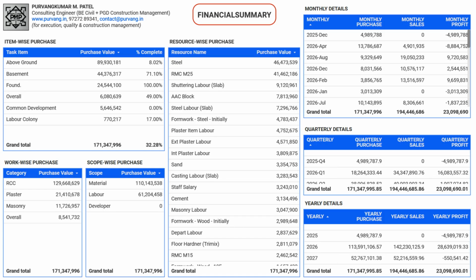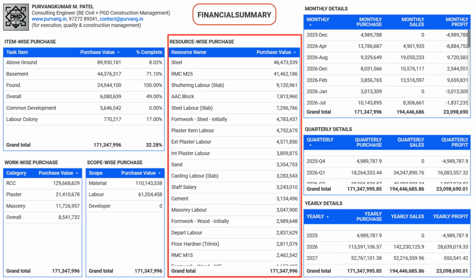The more categories we define during the planning stage, the more refined and insightful this report becomes. For instance, we can easily track the expenditure incurred on specific components of the entire project, such as the foundation, basement, superstructure above the ground floor, common area development, and labor colony, and see what percentage of the total project cost each represents. Similarly, distinct amounts are displayed for specific work items, like RCC, masonry, and plaster, or scope categories, such as materials and labor, illustrating their respective weightage within the overall project cost.